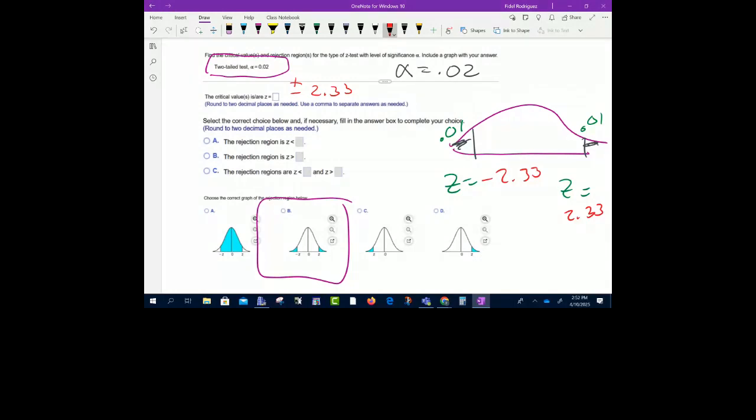Now look, y'all, these are my rejection regions. This is my fail to reject. So the rejection regions are when Z is less than negative 2.33 or bigger than 2.33.